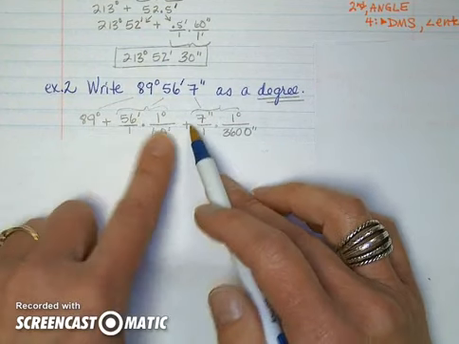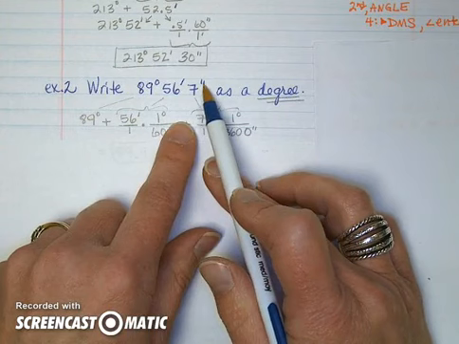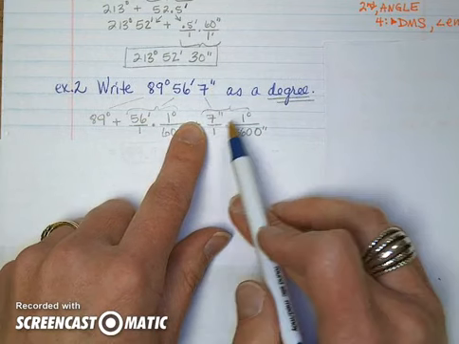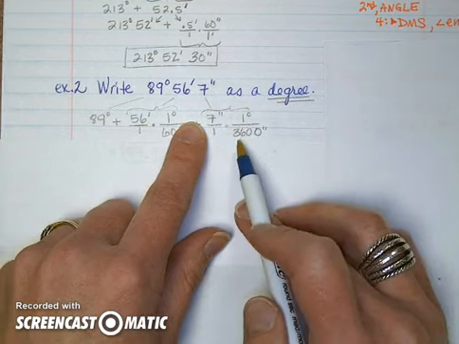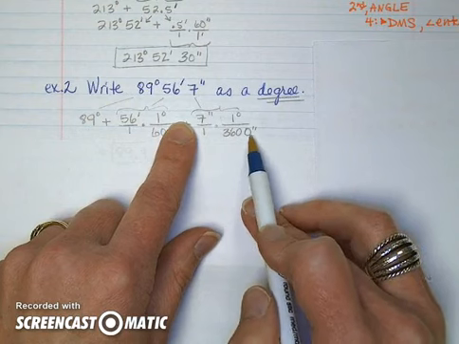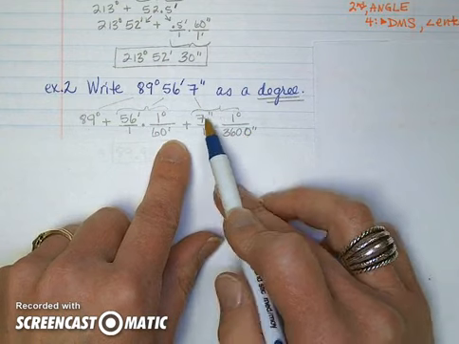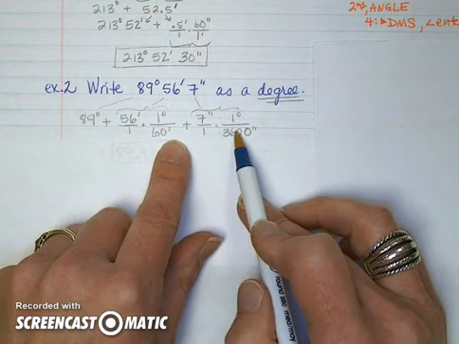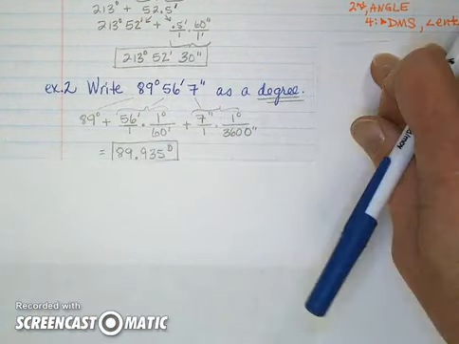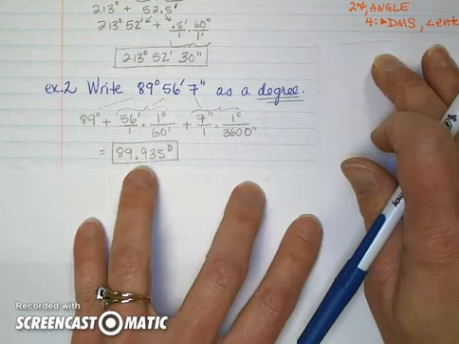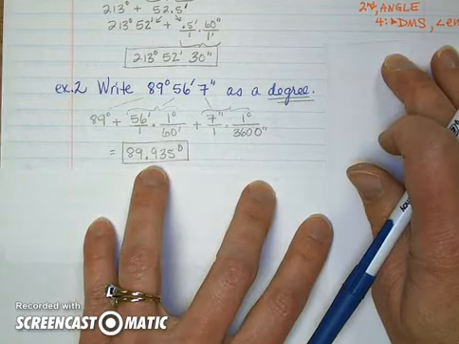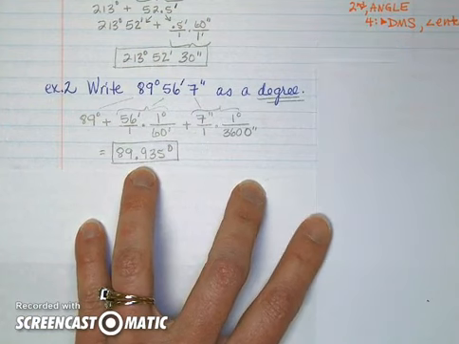Plus, I need to convert my 7 seconds to degrees. Well, there are 3,600 seconds in a degree, right? 60 times 60. I do that conversion, and I would then have 89.935 degrees.